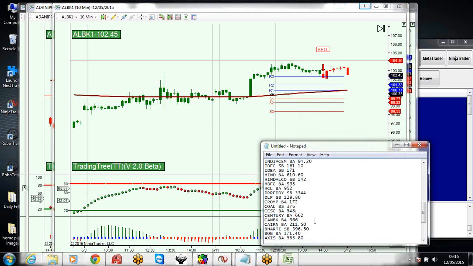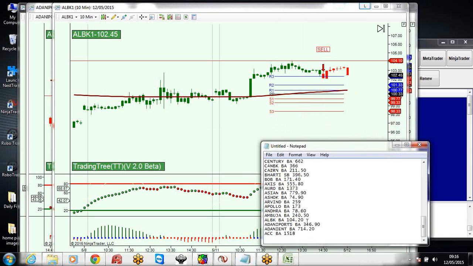So ALBK, I have put it as a short. So 104.20 is my price. Sorry, that is a buy price. ALBK you can short it at 101.90. You can see that we already have a sell call which is continuing from yesterday.